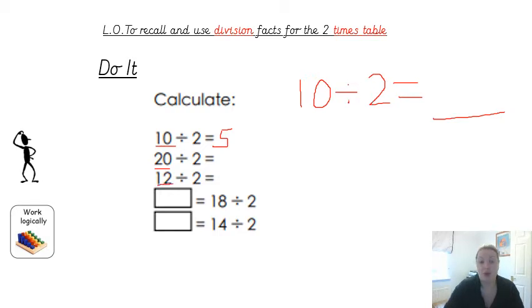And this one, don't be confused by these ones, just because the answer's at the beginning. It is 18 divided by 2, and then you just put the answer at the beginning. As long as the answer and the number sentence are the same, they balance, then it's absolutely fine. Right, so go ahead and do the do it, and then you might want to pause the video, and afterwards you can do the twist it. So pause the video now and do your do it.